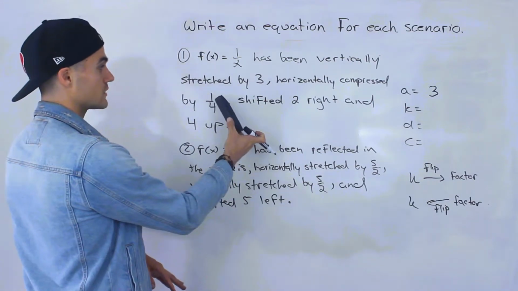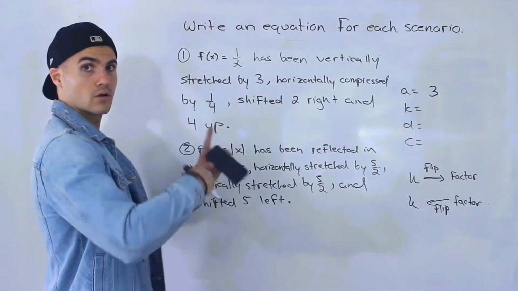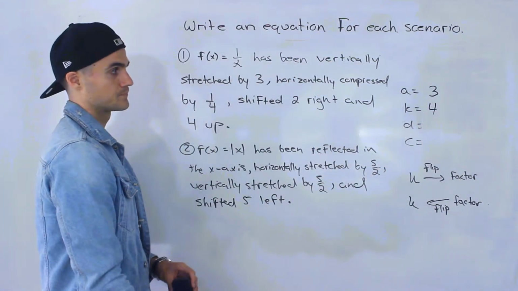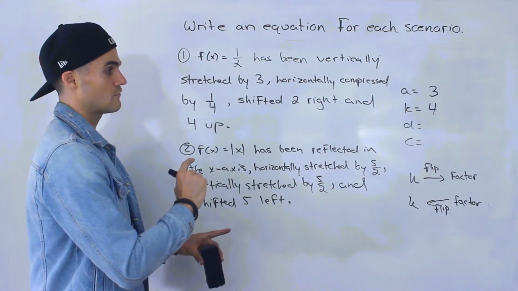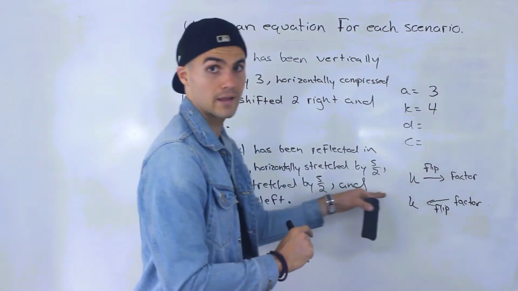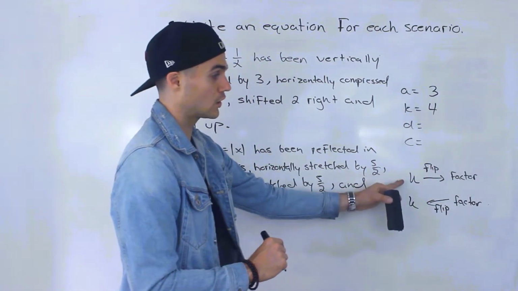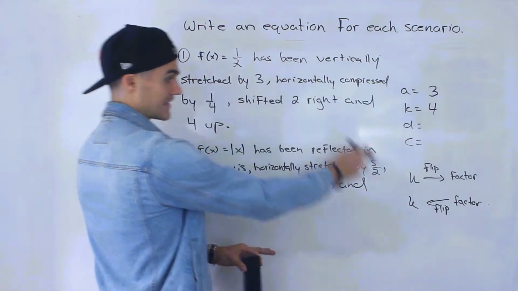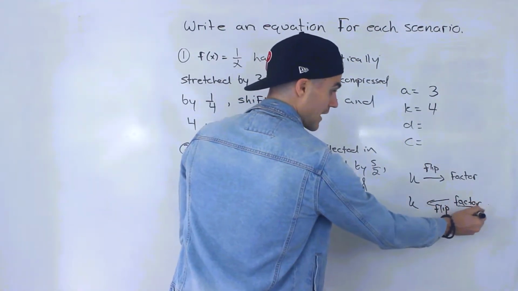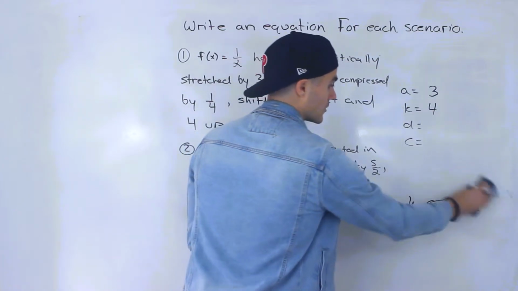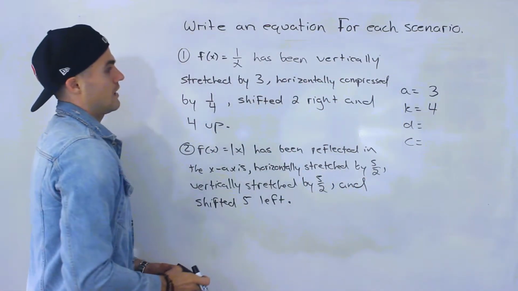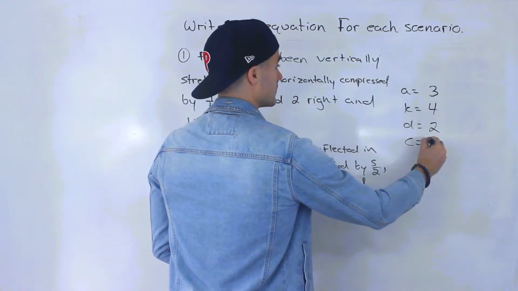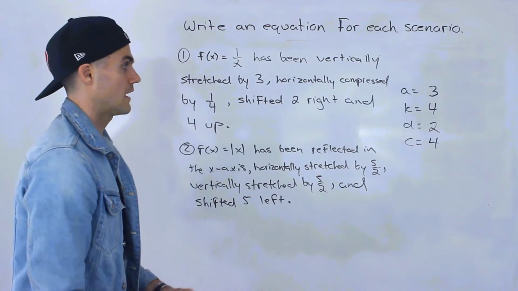So horizontally compressed by 1 over 4, flip 1 over 4, that would give us a k value of positive 4. So just be conscious of that flip either way that you're going, whether you're given an equation and describing the transformations, or, in this case, given the transformations, the factors, and then getting the k value. Shifted 2 to the right, the d value is positive 2, and then 4 up, the c value is positive 4. And that's pretty much it.